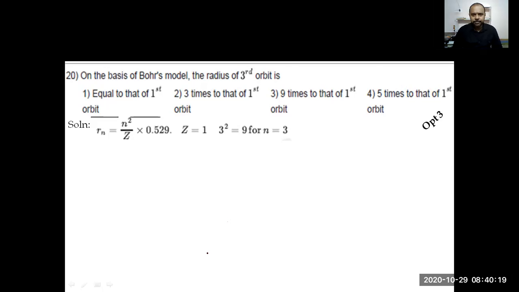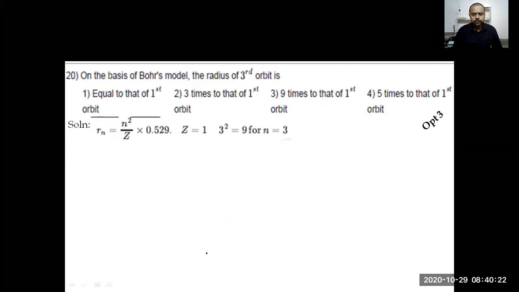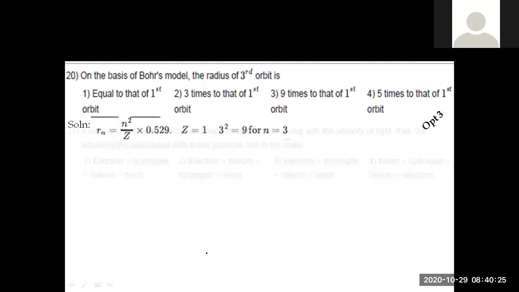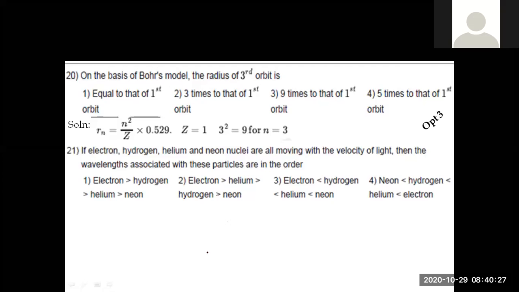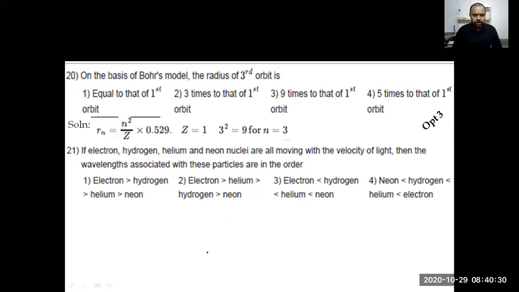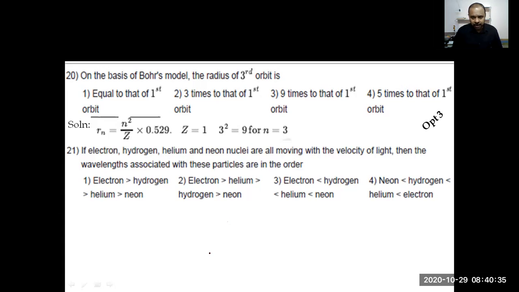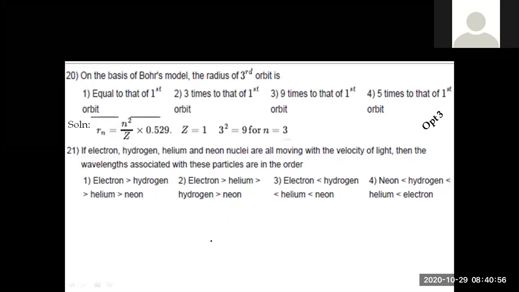Okay, shall I proceed now? Yes, sir. 21. If electron, hydrogen, helium, and neon nuclei are all moving with velocity of light, then the wavelengths associated with these particles are in the order. Are they asking about normal wavelength or matter wavelength? Matter waves, sir. Exactly. Matter wave.